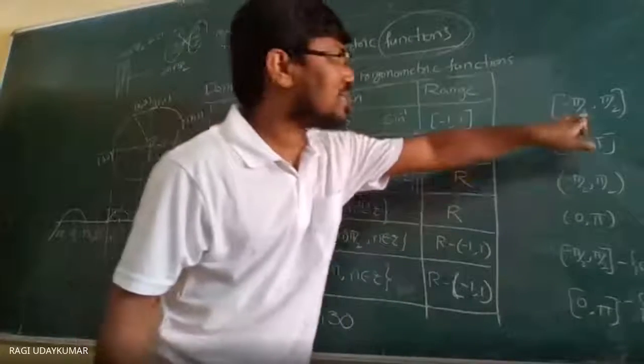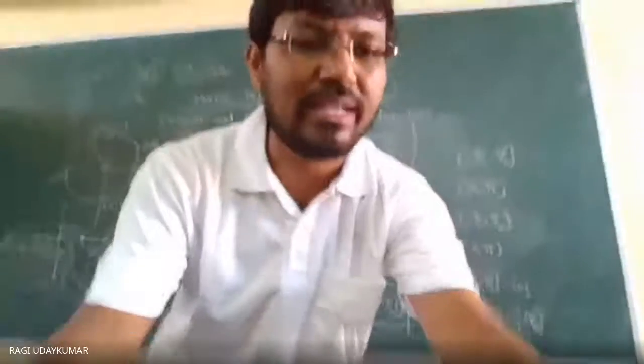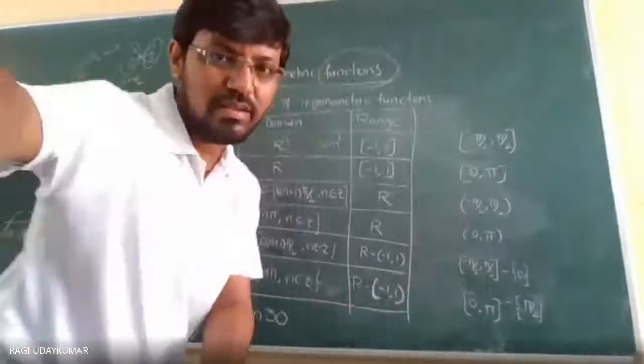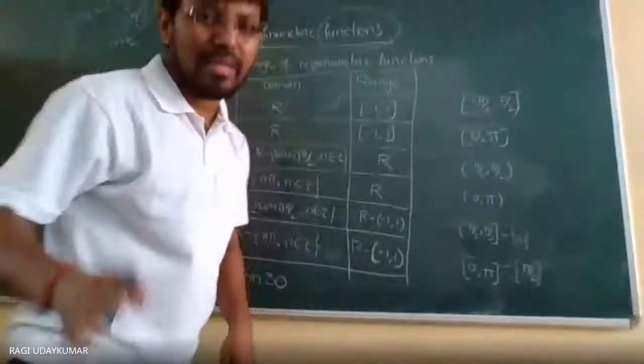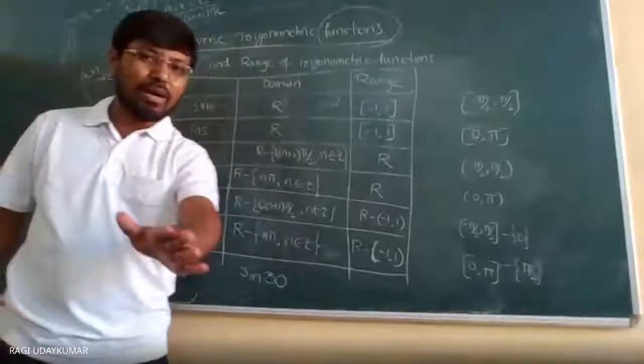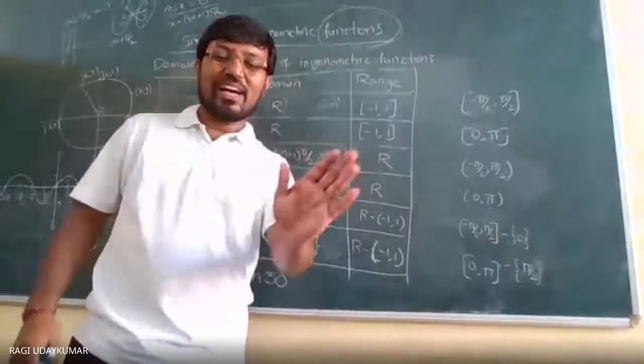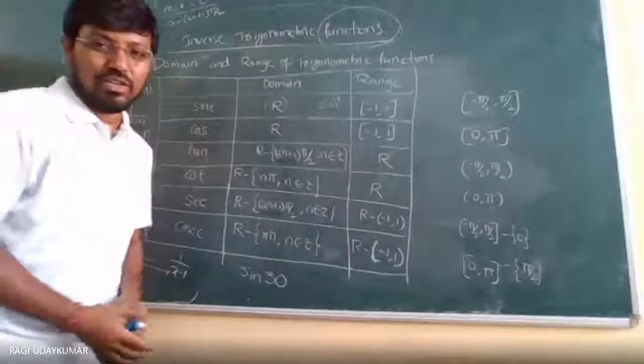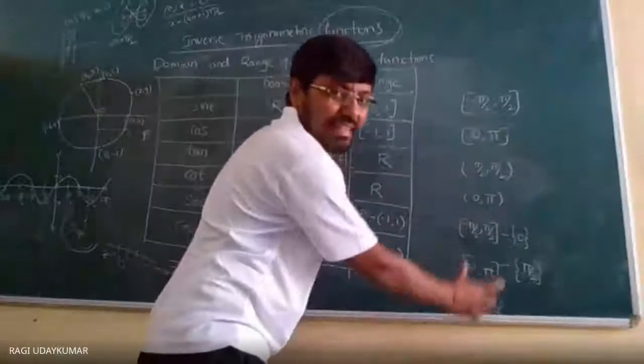Sir, that is not visible. Which one? This is not visible. No, sir. Now it is okay. Yes, sir. Okay, maybe because in my camera it is visible to me, so I thought that it is visible to you also. So now, is this line clear?